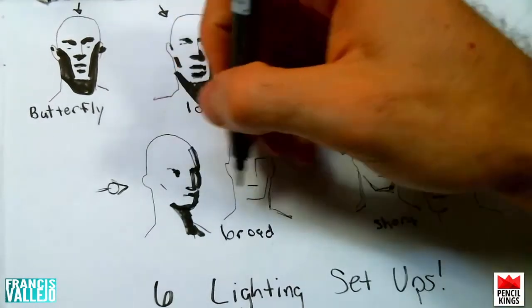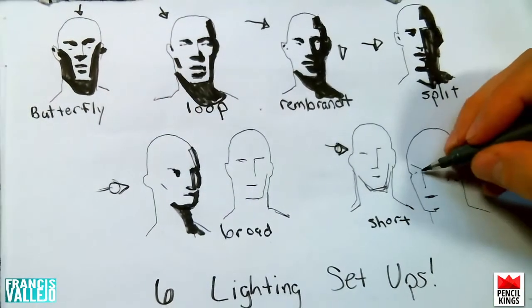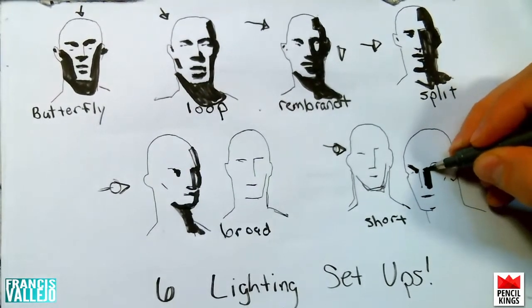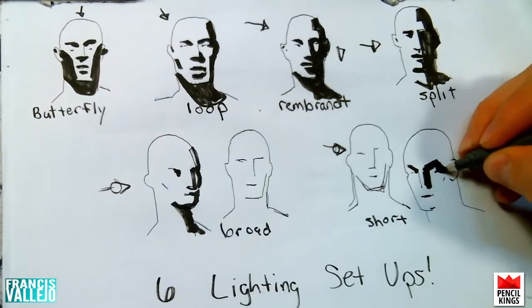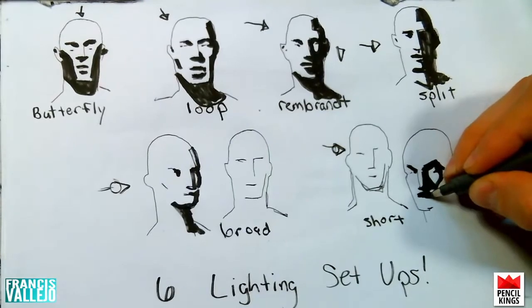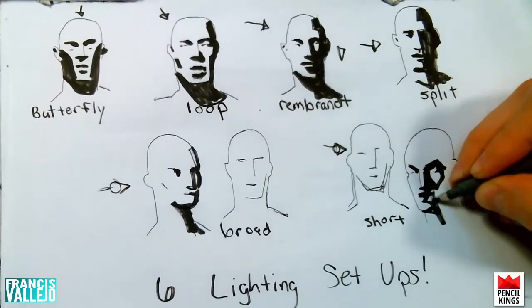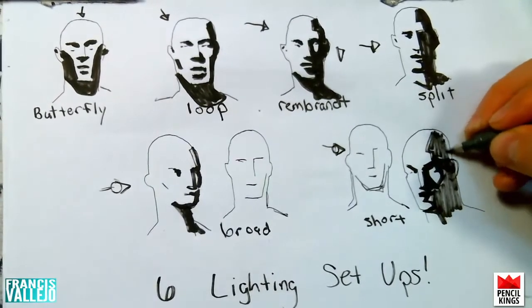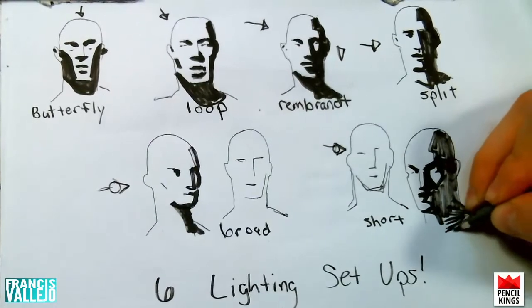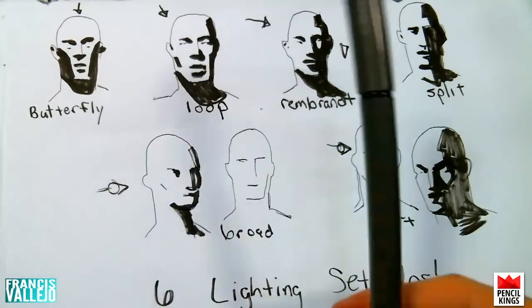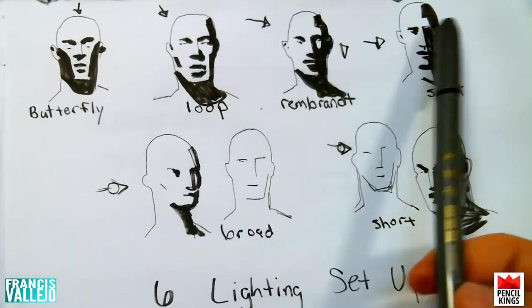Now with the same light, just the camera in a different position, short lighting is when you see the majority of the shadow side of the face. Like this. So does that make sense? Lighting from the side, basically Rembrandt lighting, but you can play with these types of lighting.